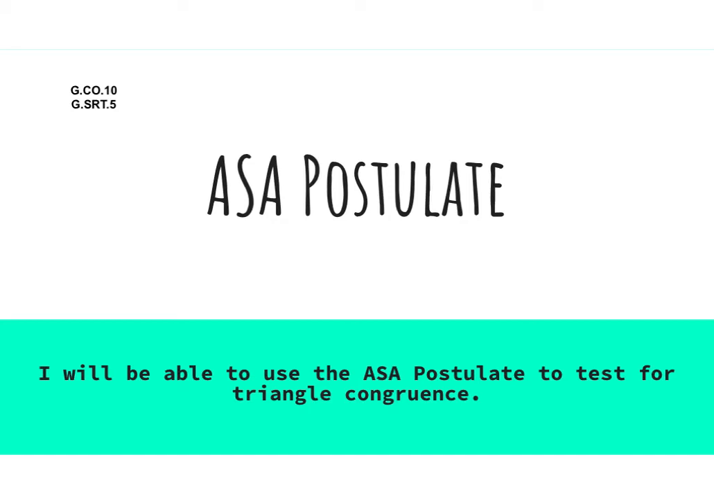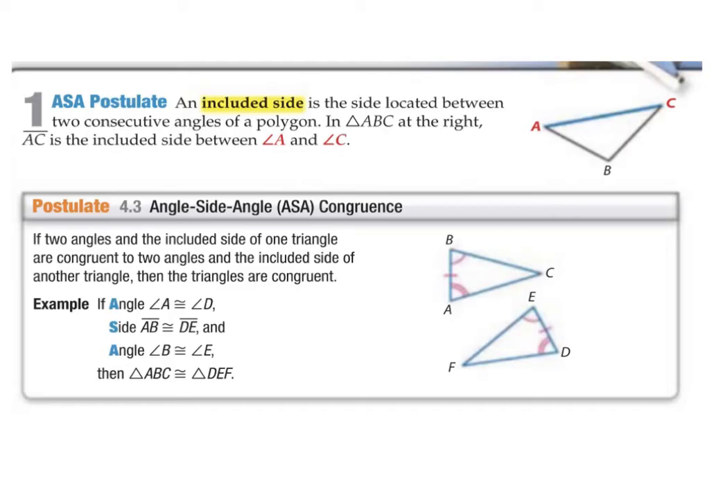Angle-side-angle postulate. After watching this video, I will be able to use the ASA postulate to test for triangle congruence. The ASA postulate can often be confused with the AAS postulate because you're still given the same type of information. You're given two angles and a side, but now it depends on where the side is located that makes the information or the postulates different.